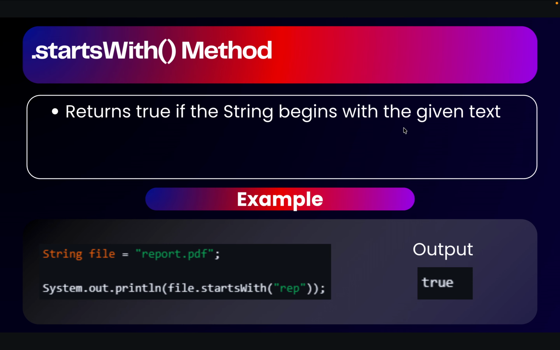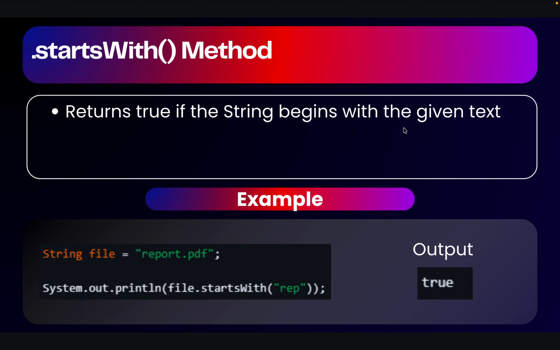The starts with method can be used if you want to check to see if a string begins with a given text. So if you're trying to see, hey, did this user enter this string? If so, let's use it this way. Or if you're trying to search for something as well.